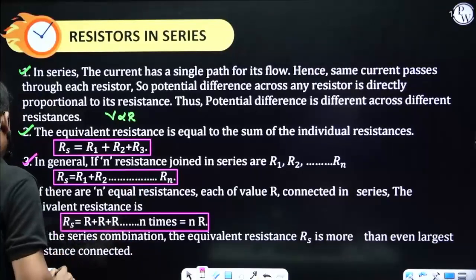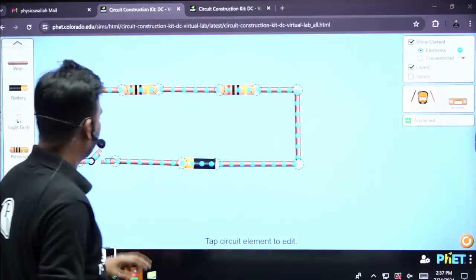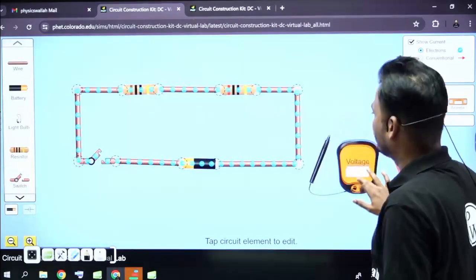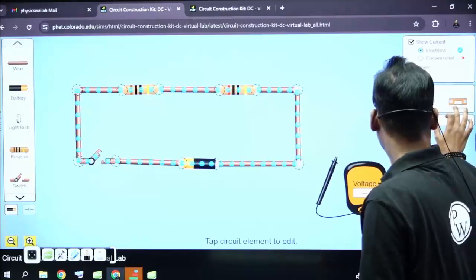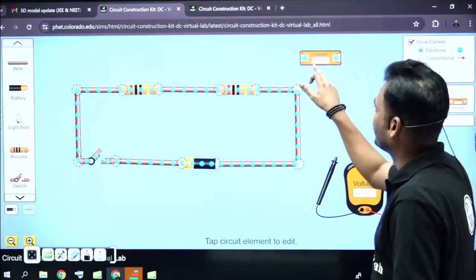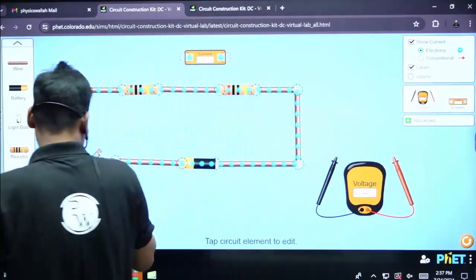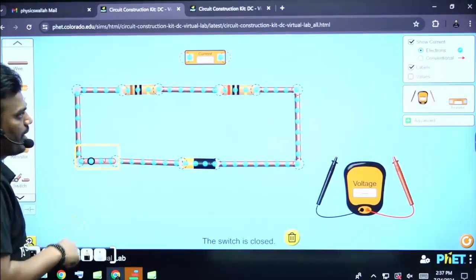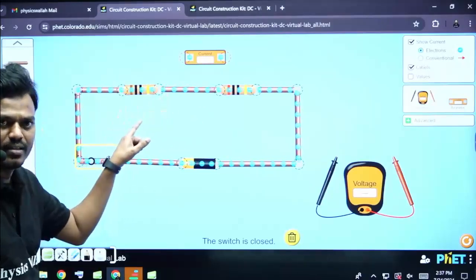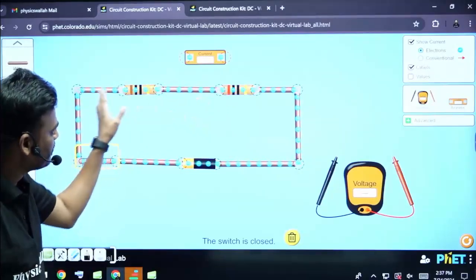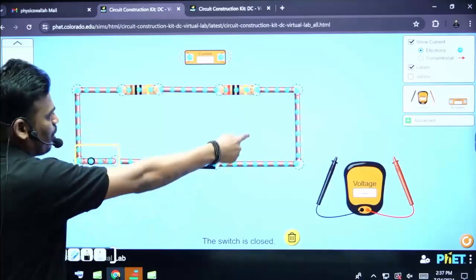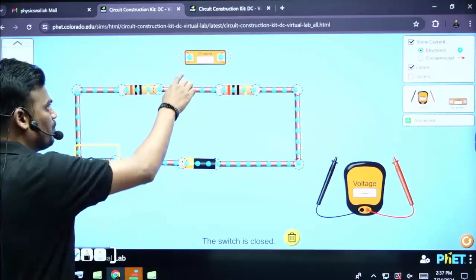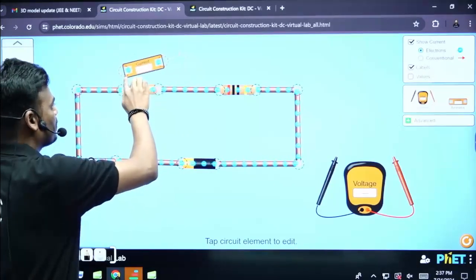So in our circuit, let's see. Here the circuit is open because there is a key. First let's consider the ammeter, meaning current. We will measure it. As the key is open, there is no flow of current. So I'll close the key. Now you can see something is moving, anti-clockwise, from the right hand side to the left hand side. Here we have resistor 1 and resistor 2. First we'll calculate the current across the resistor.